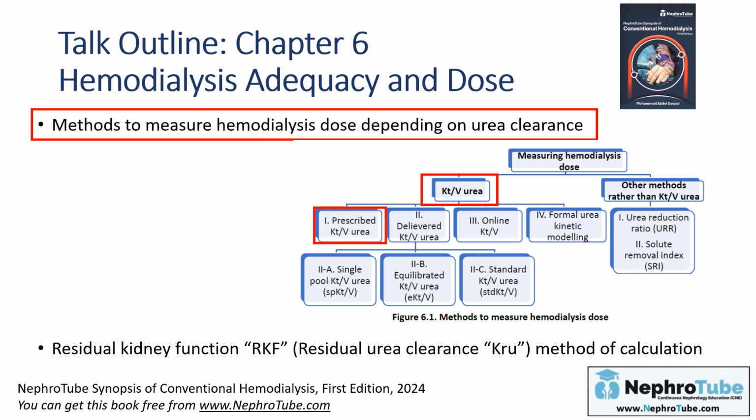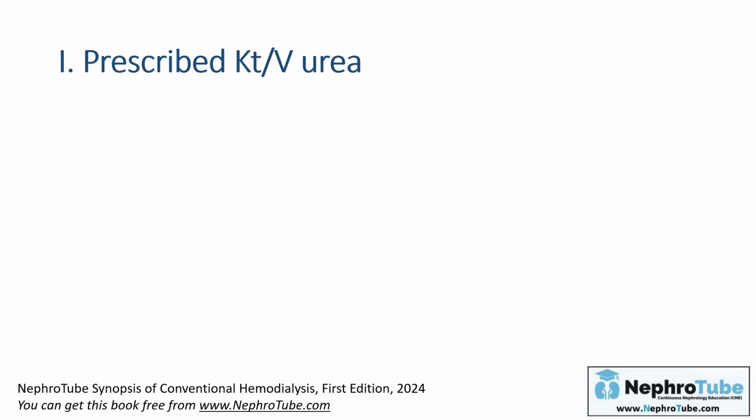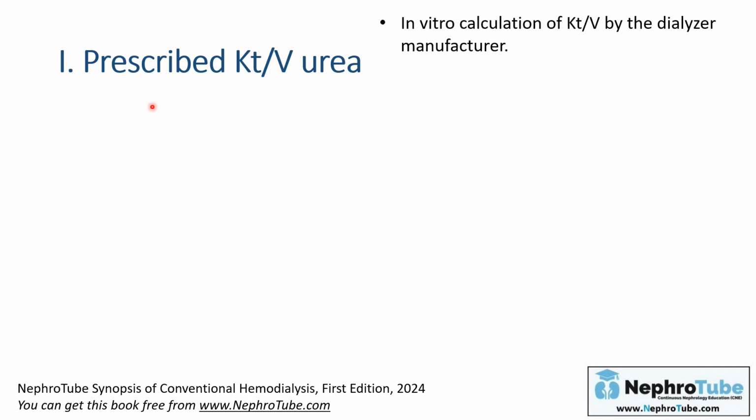Okay. To measure Kt/V urea, the first equation is what is called the prescribed Kt/V urea. Actually, we do not use prescribed Kt/V urea, but we have to mention it. Why are we not using it? Because prescribed Kt/V urea is an in vitro calculation of the Kt/V of the dialyzer by the manufacturer, outside the patient's body, and you will find it in the pamphlet or brochure of the filter.